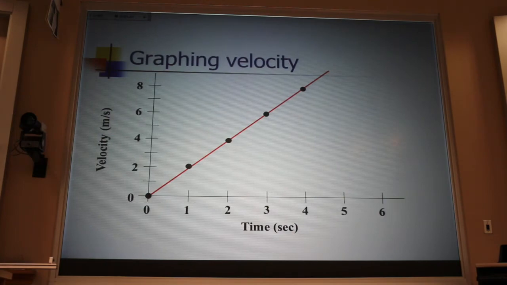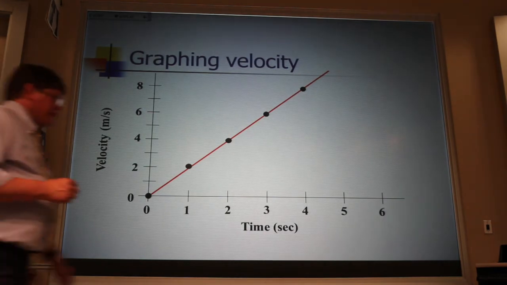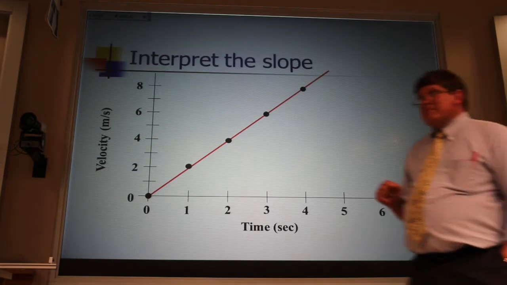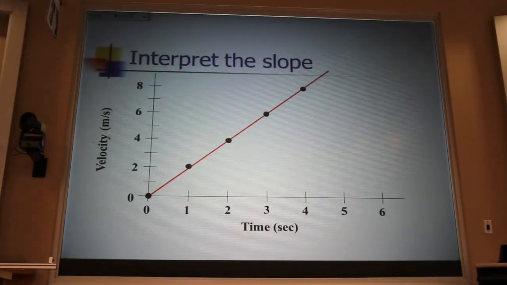Whenever I have a straight line graph, I want to interpret the slope. What interpretation can you give this slope? What does that slope tell you about this object? Acceleration. It's the acceleration, that's the name. But what interpretation can you give this? It turns out that the slope is 2. What does 2 tell you about the motion of this object? Yes, sir? It's accelerating at a uniform rate. Okay, it's got a constant acceleration. And what does 2 tell me about that motion?